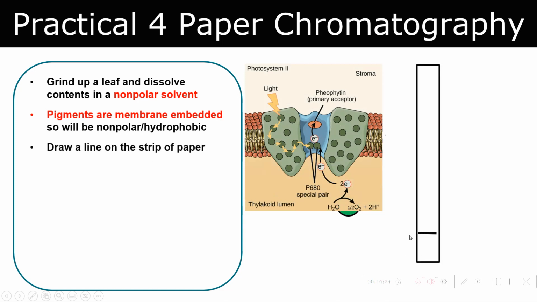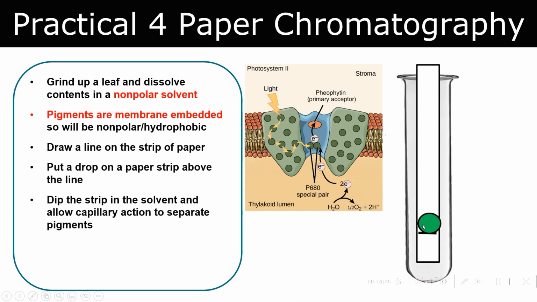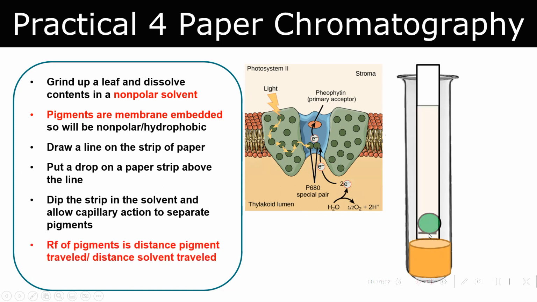It's hydrophobic. So if you want these to move, you need to dissolve them in a nonpolar solvent, because they're sitting within the membrane here. And so what you do is you draw a line on a strip of paper, you put the mush at that line, and then you dip that in some kind of solvent, and what's going to happen over time is that the pigments will separate. So we tried this, it didn't exactly work for us, but this is what's supposed to happen. So what this will allow you to do is to identify the different pigments by how far they traveled.